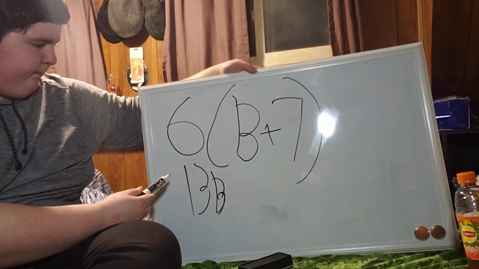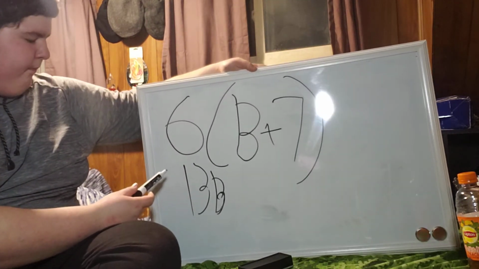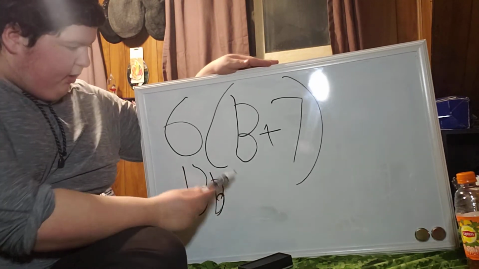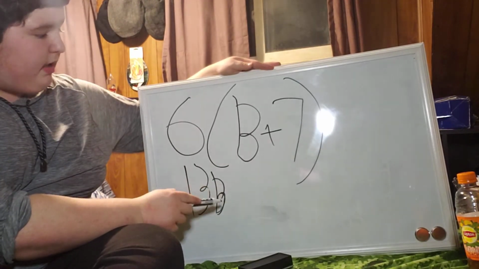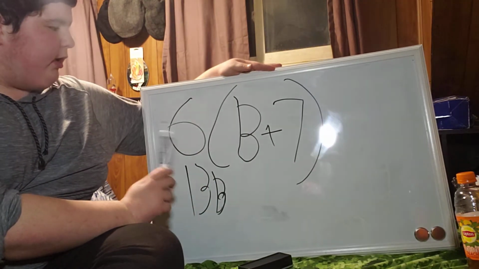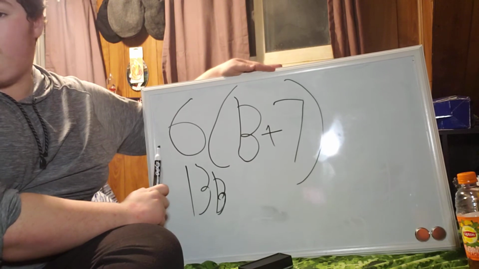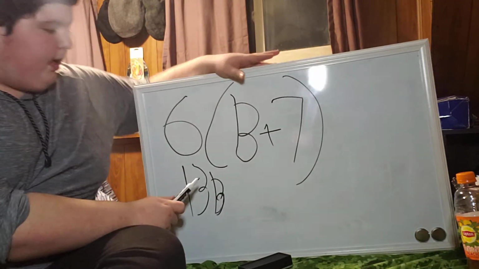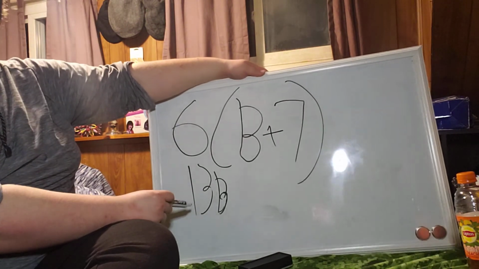And that's where I get 13B. The real answer would be, you would first do, in the parentheses, B plus 7 is B7, or 7B, whatever you'd like to say it. And then you do 7B times 6, which would be 42B, and that would be the real answer. Now let's just say I did this, and then that would be my theory.